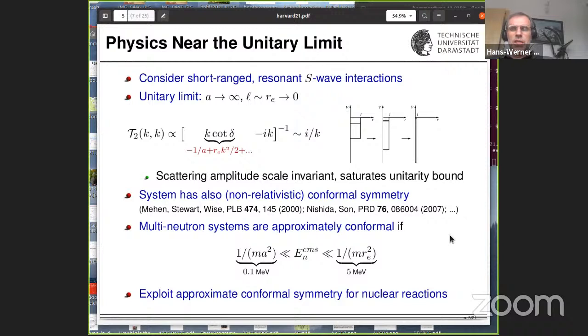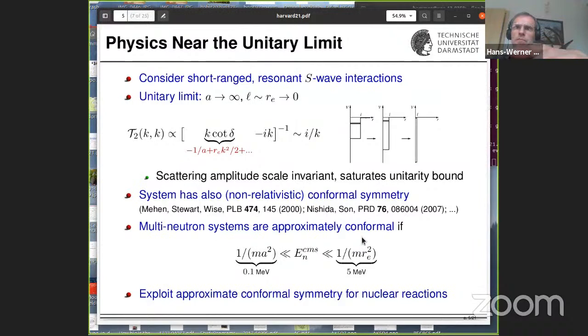And the point I'm using is that multi-neutron systems are actually approximately conformal if one looks at energies that are large compared to the energy scale set by the scattering length. So this is relatively small, this energy scale for neutrons, because they have a large scattering length, 0.1 MeV. But on the other hand, the energy has to be small compared to the energy scale set by the effective range, which is of the order of 5 MeV. For energies in this range, there is an approximate conformal symmetry, and this is what I want to exploit for nuclear reactions.